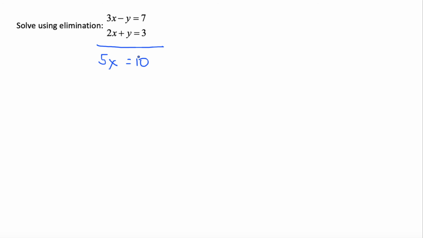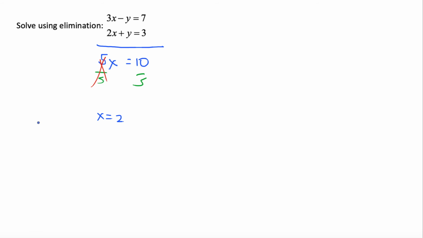And that turns out pretty good, because we can actually just solve this for x. We can divide both sides by 5. That'll cancel out the 5's over there, so we get x is equal to 2. So we found the x value.